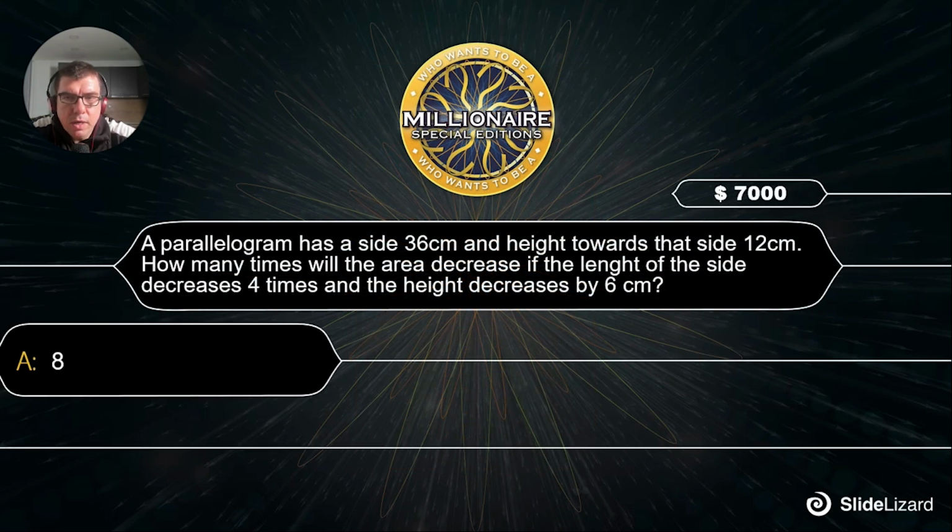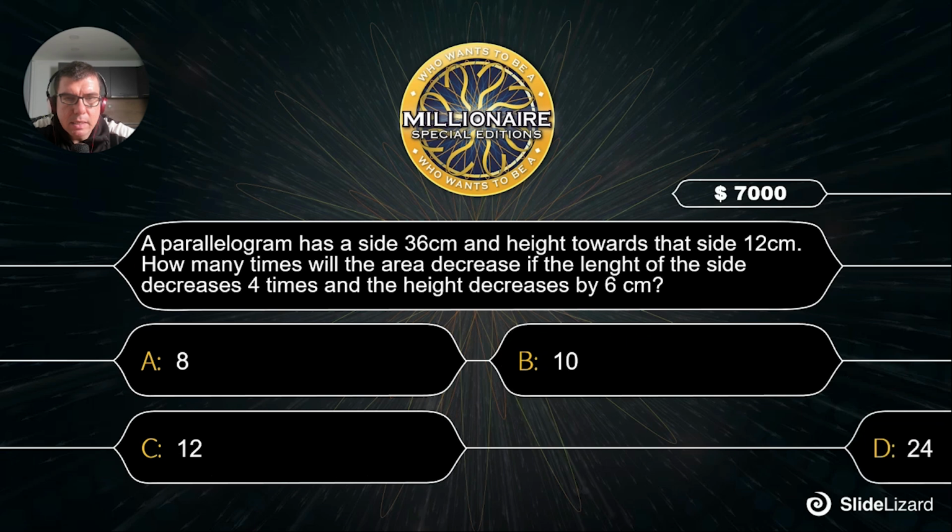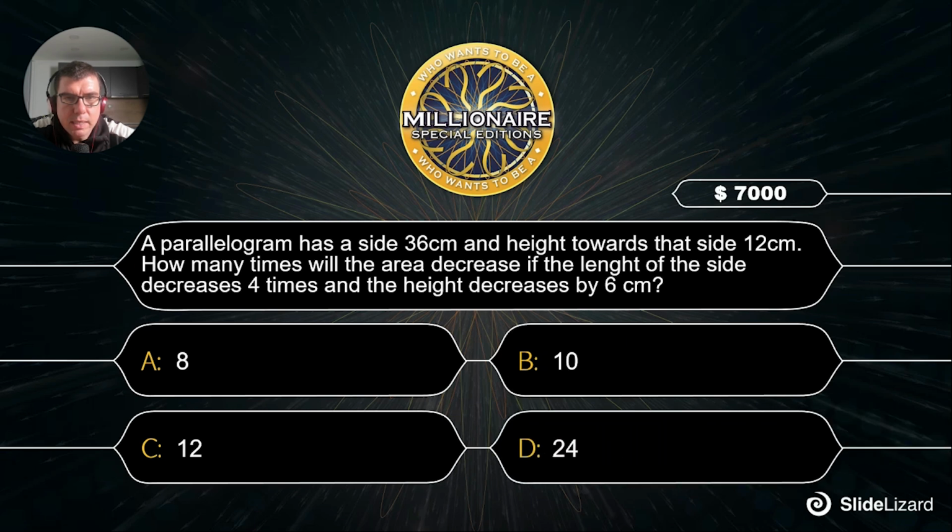A parallelogram has a side of 36 centimeters and height towards that side 12. How many times would the area decrease if the length of the side decreases 4 times and the height decreases by 6 centimeters? Think about it, 5 seconds, and give me the answer.